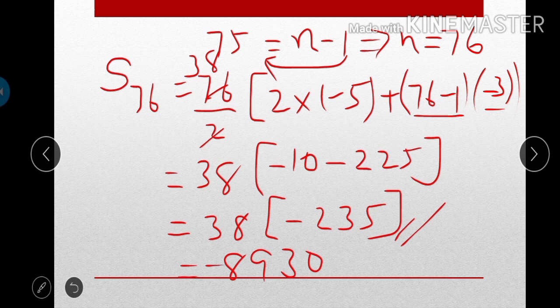In this way we have to find the sum of 76 terms. With that we come to an end, and we will meet tomorrow again with some more questions from the same topic.